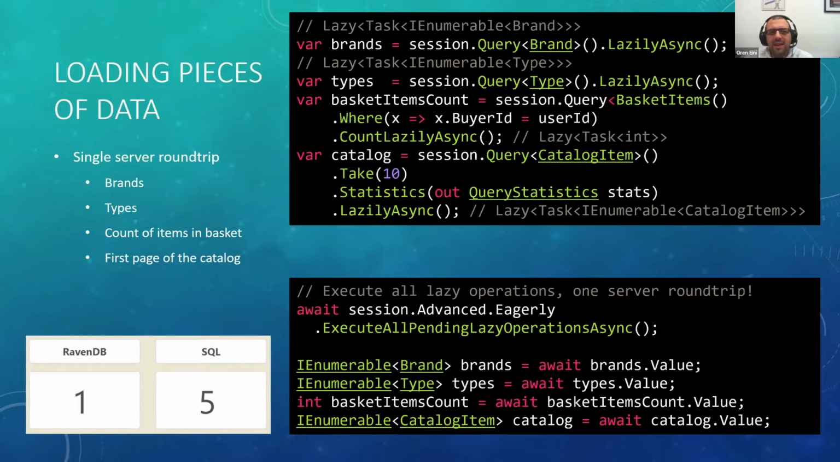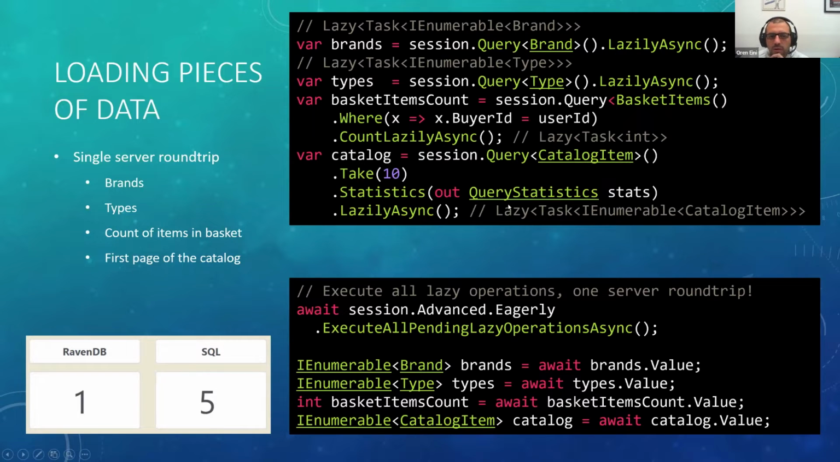So the whole idea is that I'm saying, give me a query on brands, give me all of the brands, but do that lazily. This line returns a lazy task because we're using async session in this case, and it does not generate a query to the server. In fact, all of this code doesn't generate a query to the server.